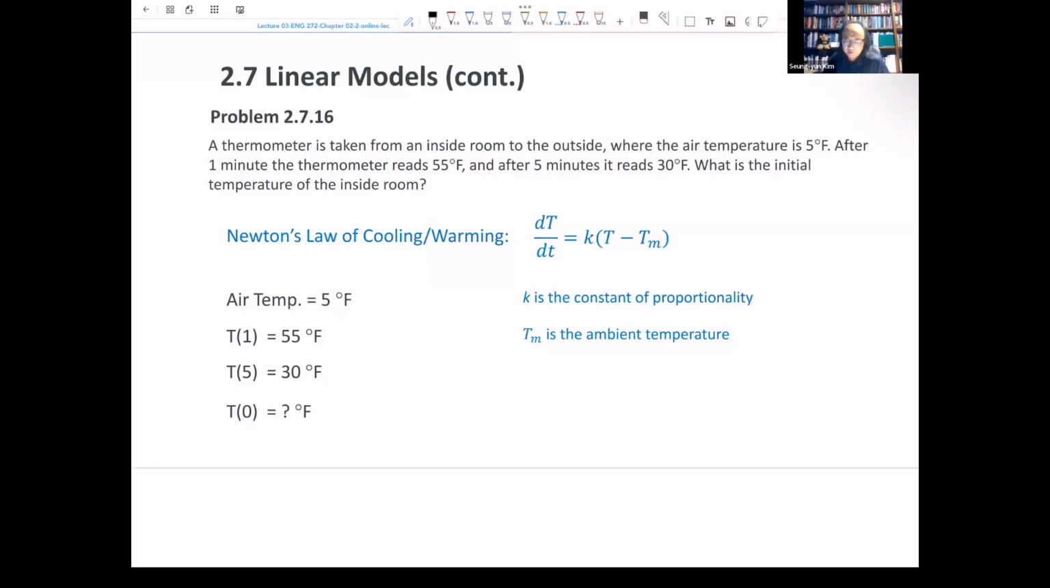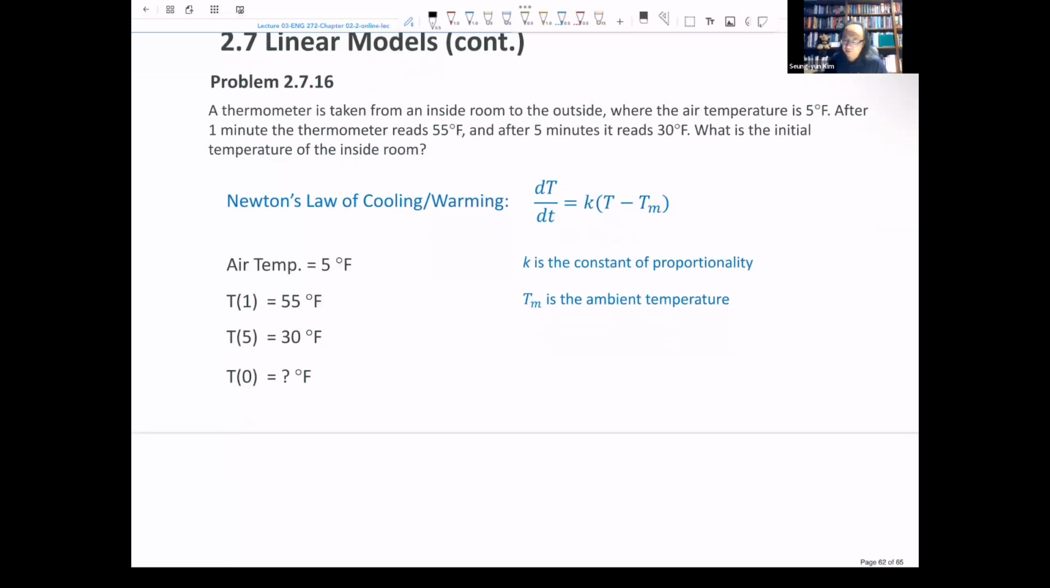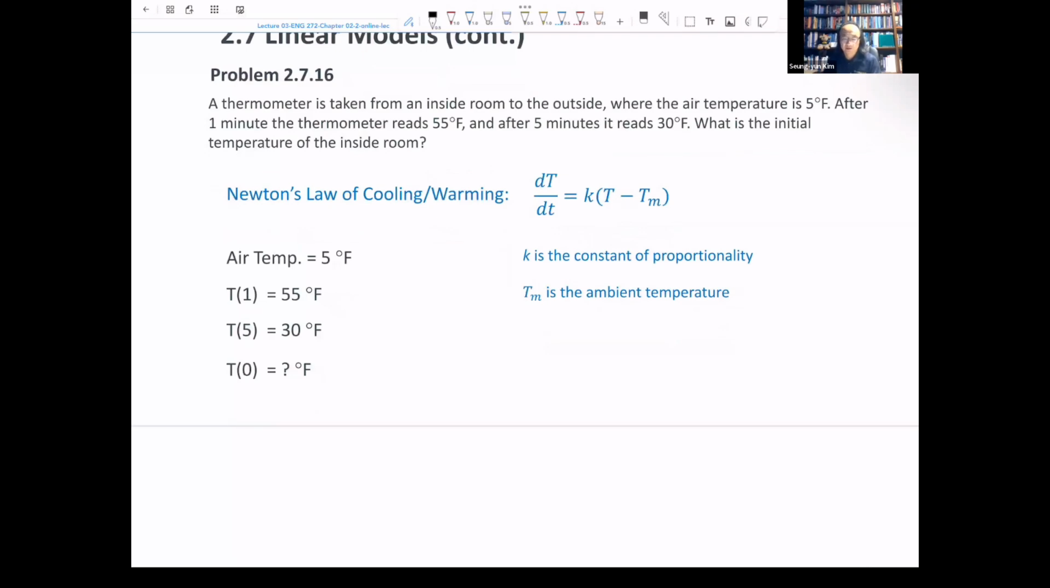Yeah, let's work on problem 2.7.16. A thermometer is taken from an inside room to outside, where the air temperature is 5 degrees Fahrenheit. After 1 minute, the temperature is 55. After 5 minutes, now it's reading 30. What is the initial temperature inside the room? So the air temperature is 5, so we can say T equals 5 plus T initial e to the kt.